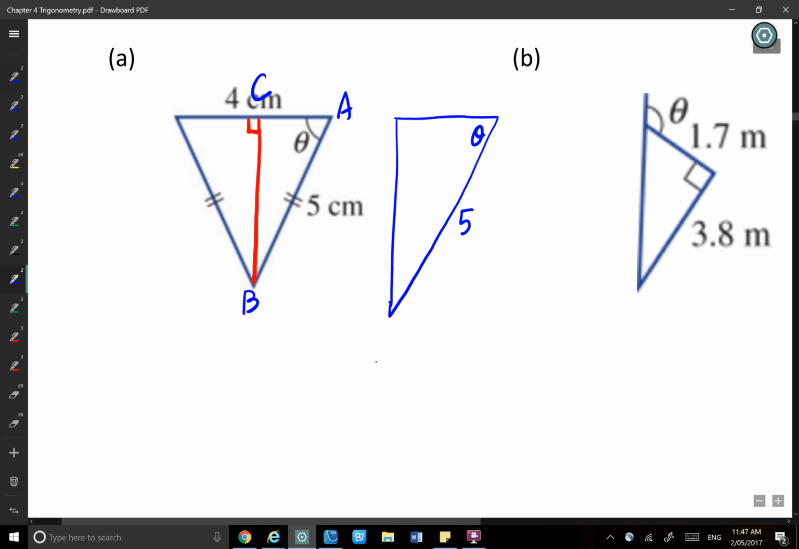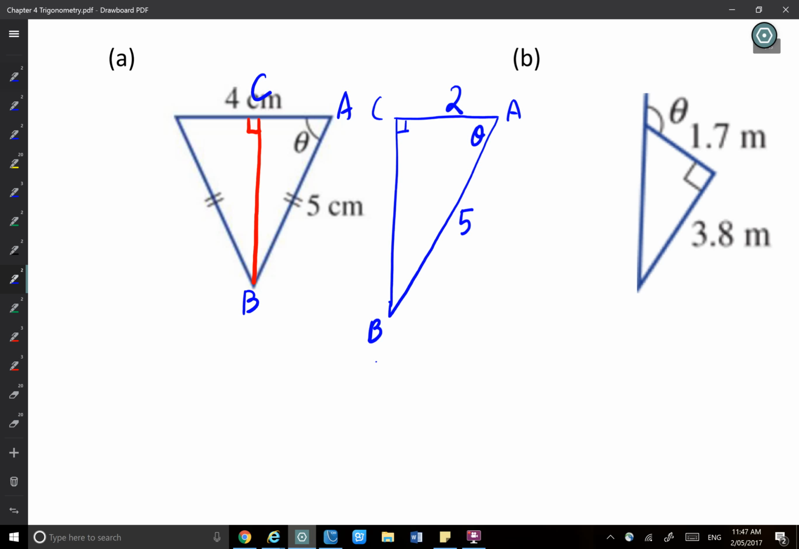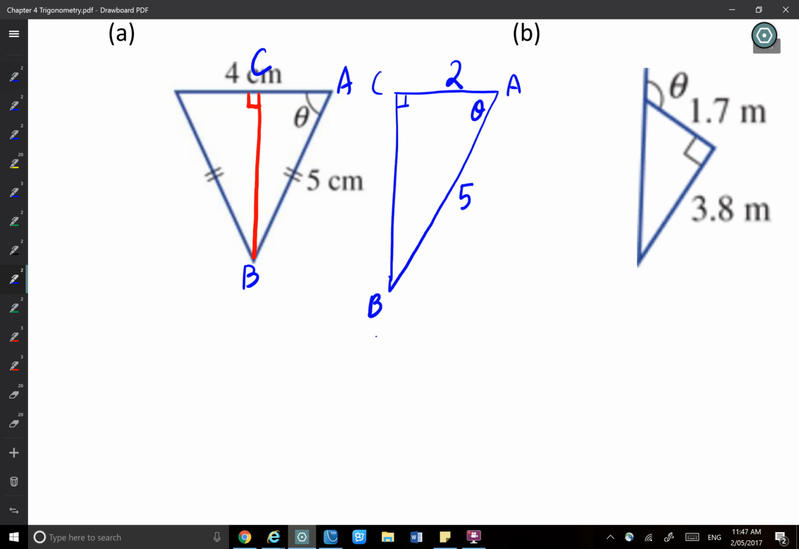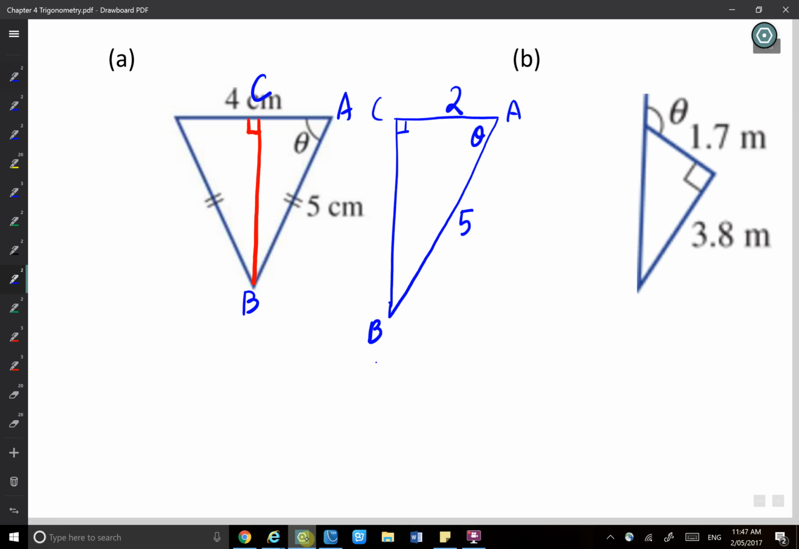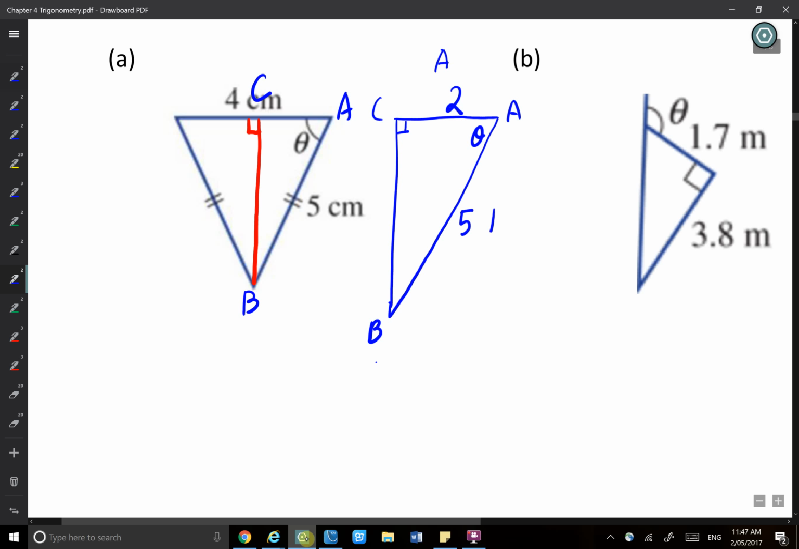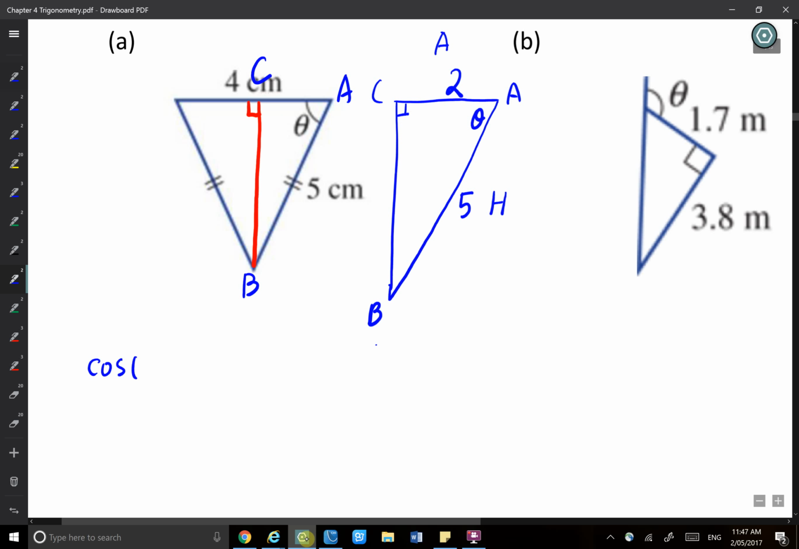And we know that's 5. What other lengths do we know? This is 2, because it's an isosceles triangle and you draw a vertical line in the middle, so that will give you half. Separate that in half and half. So look at the theta. This one will be adjacent and that one will be hypotenuse. Adjacent and hypotenuse will give you cosine. Cosine theta will be adjacent, which is 2, over hypotenuse, which is 5.